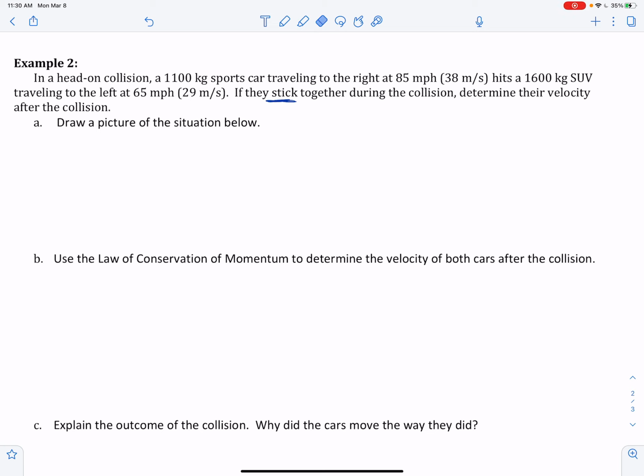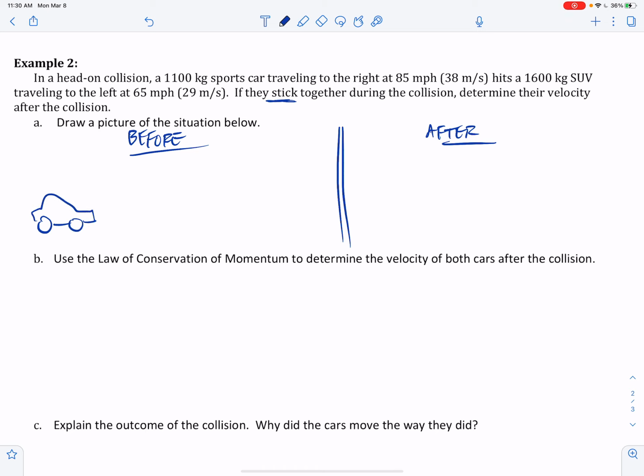So let's draw a picture of the situation. First, I'm going to divide it up into before and after. So on the left is going to be my before. On the right is going to be my after collision. Here's my sports car, moving this way along the road. It's going to collide with an SUV, moving to the left.